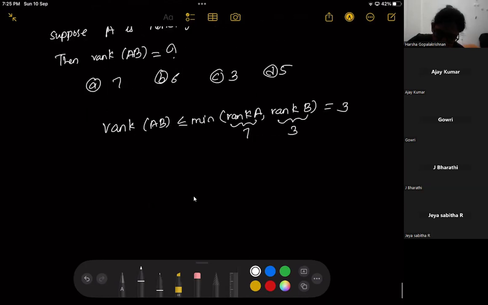So the first thing we got, rank of AB should be less than or equal to 3. From here itself, you can conclude option C is the correct answer because all other options are strictly greater than 3. But actually, we can prove that this rank of AB is equal to 3. It is not just less than or equal to 3. It is not 2. It is not 1.